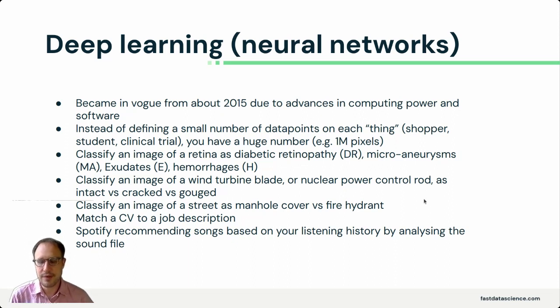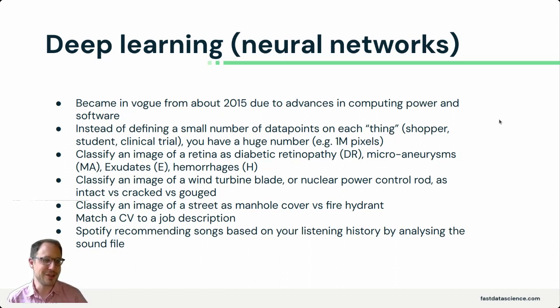So we can use this for tasks like, for example, classifying a retina as indicative of a particular disease or not, or classifying wind turbine blades. These are examples I've seen, or the street example, classifying manhole covers, fire hydrants. In the text domain, you might use convolutional neural networks to match a CV to a job description, or predict the salary of a CV, or predict the industry of a job seeker based on the CV. Spotify is using this, and Last.fm, I think, have been using this for song recommendations based on the fingerprint of the actual audio file that they have, and based on listening habits.